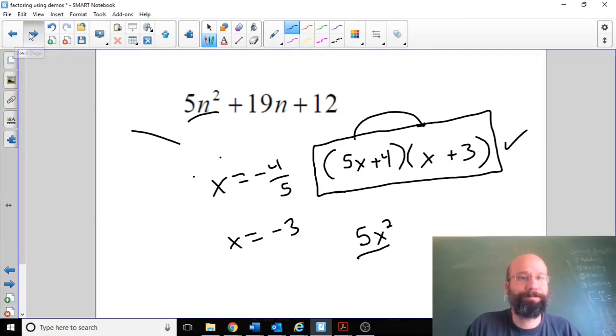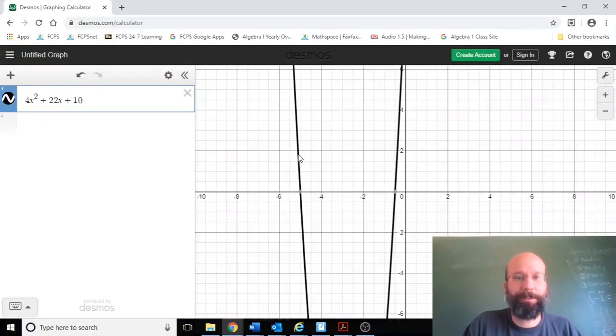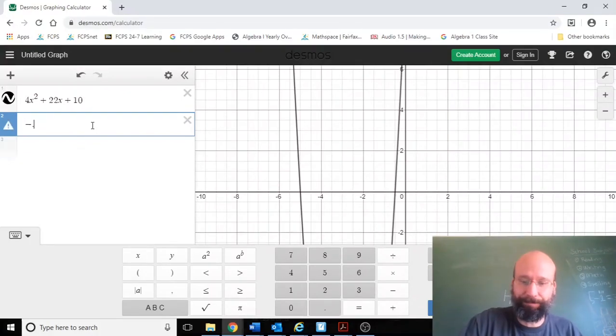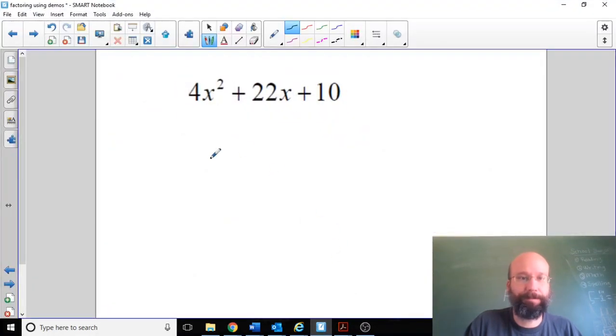Let's do another one. So 4x squared plus 22x plus 10. We're going to put that in Desmos. Alright, click on here to get my zeros, negative 5 and negative 0.5. So again, I'm going to change that to a fraction. And I get negative 1/2. So my zeros are negative 5 and negative 1/2. So x equals negative 5 and x equals negative 1/2.